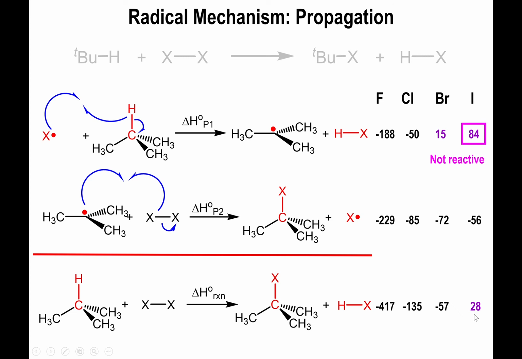So the take-home message here is that iodine will never be used in a radical process to make carbon iodine bonds. There will be other reactions we're going to discuss in the future that will allow us to introduce iodine as a bond with carbon, but via radicals it's just not going to happen.